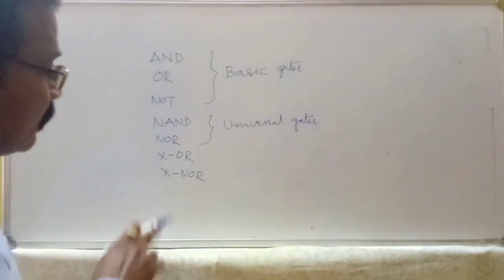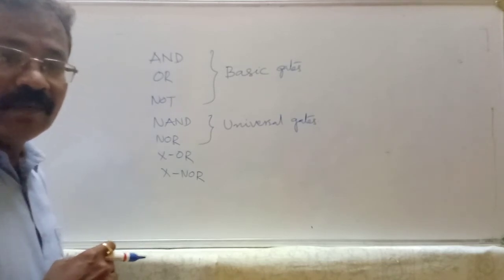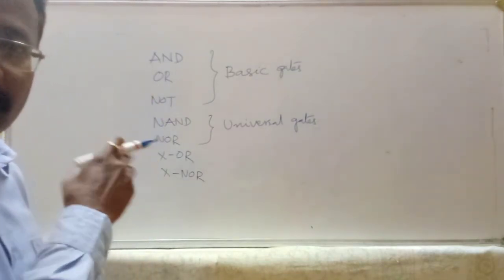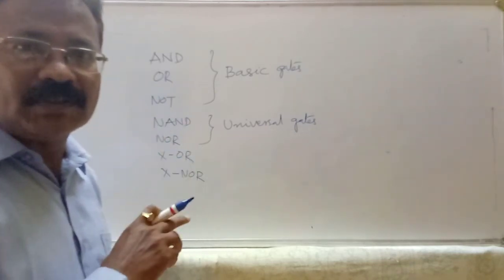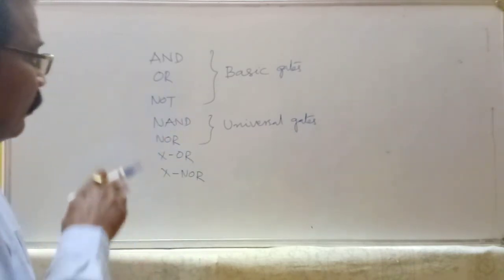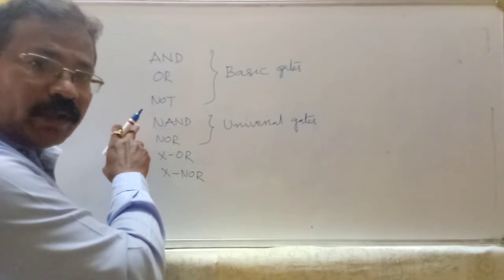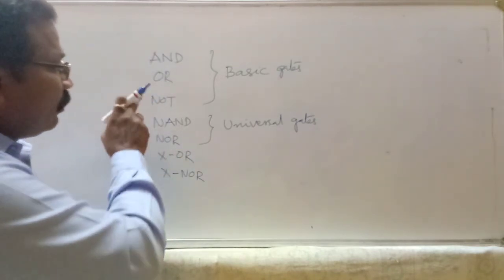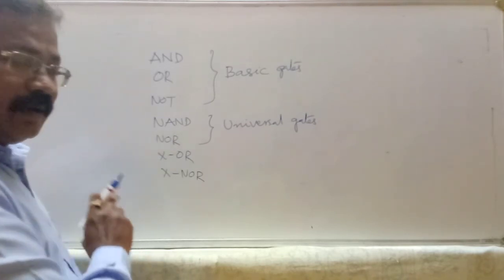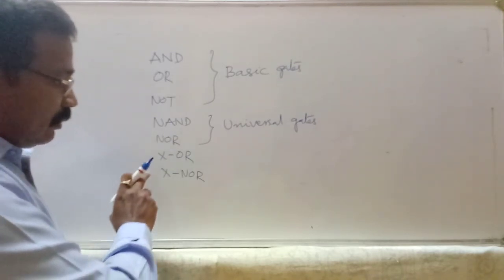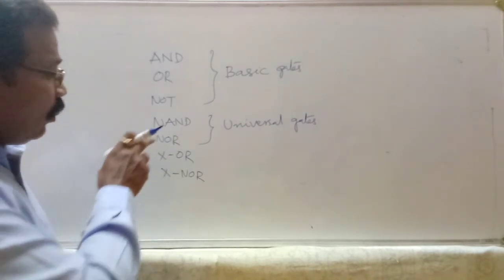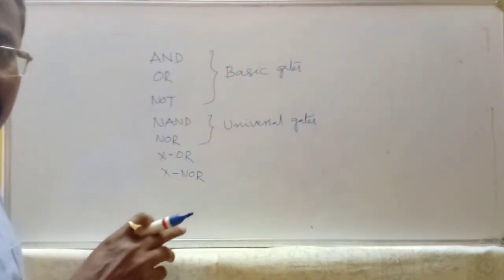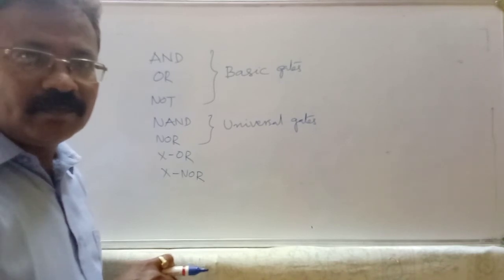Why we call them universal gates is because by using the NAND gate, we can realize any other operation. That means by using the NAND gate, we can construct the AND gate, OR gate, NOT gate, NOR gate, XOR gate, XNOR gate. So by using this NAND gate, we can build any other gate.